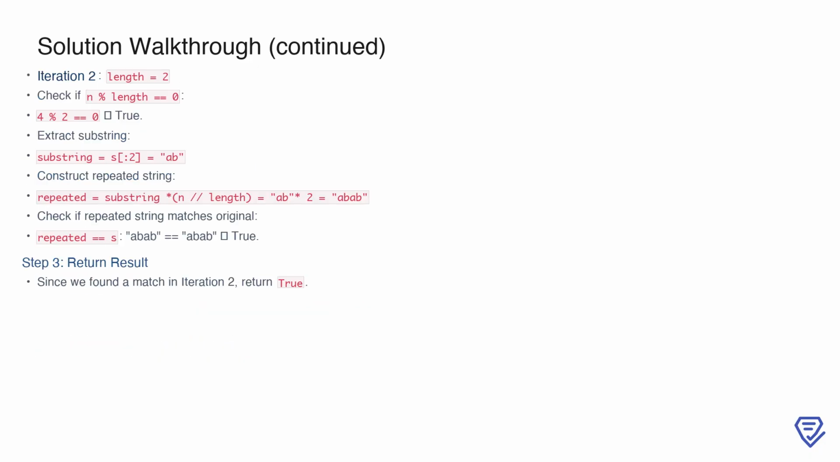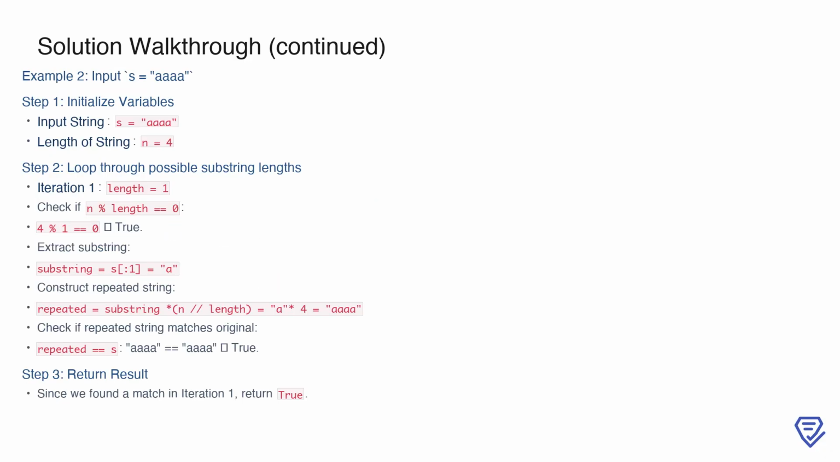In the second iteration, we check for a substring length of 2. Since 4 is divisible by 2, we extract the first 2 characters, which gives us AB. Using this substring, we construct a repeated string by multiplying it by 2, resulting in ABAB. This time, when we compare the constructed string to the original, they match exactly. This means the string ABAB can indeed be formed by repeating the substring AB. As a result, we return true, indicating that the input satisfies the condition of the problem.